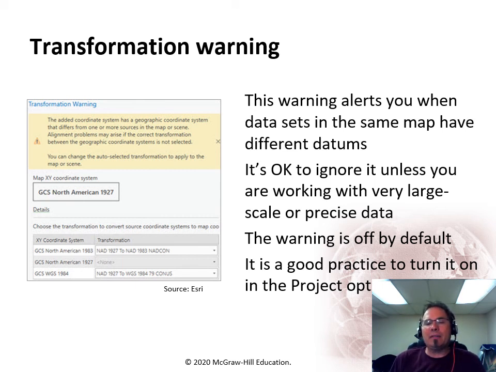If I add a piece of data in NAD27 to my map, the coordinate system my map is going to use is now NAD27. Anything I add after that is going to be projected in the background on the fly, which we'll talk about in a minute. It'll be projected on the fly to NAD27. So if I add something in NAD83, it's going to project it in the background to NAD27 and give me this warning. It's saying, hey, you're adding data that's in a different datum than what the map is already in. Now, the beauty is that the program is very good at figuring this stuff out in the background.